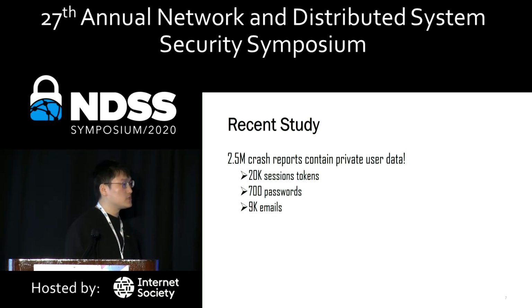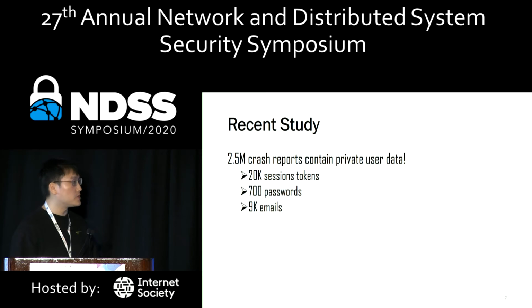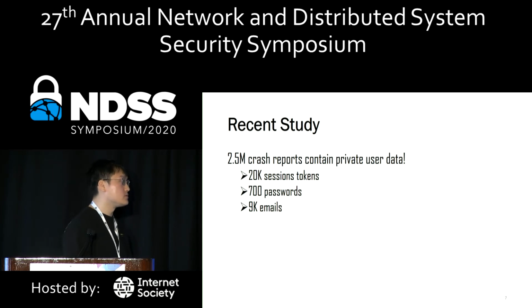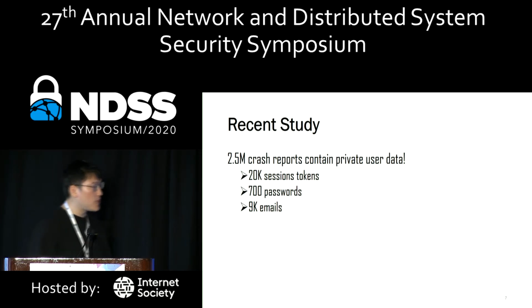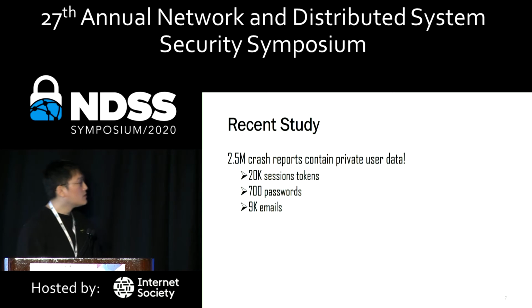They surveyed the crashes publicly available online from Mozilla, and found that 2.5 million crash reports actually contain private user data, based on their simple pattern matching algorithms. They found 20K session tokens, 700 passwords, and 9K emails. Later, this source was closed due to similar privacy reasons.